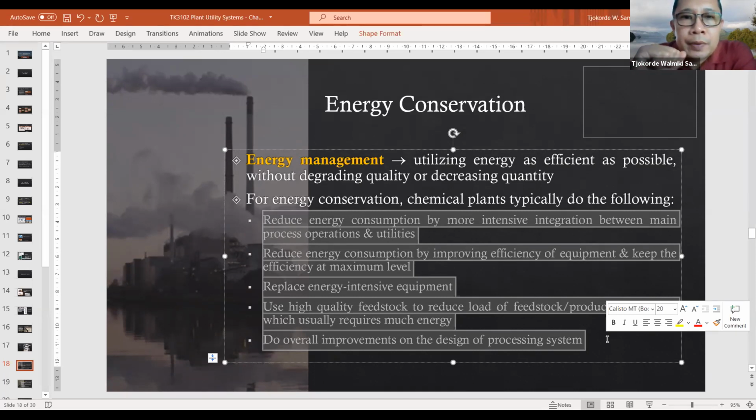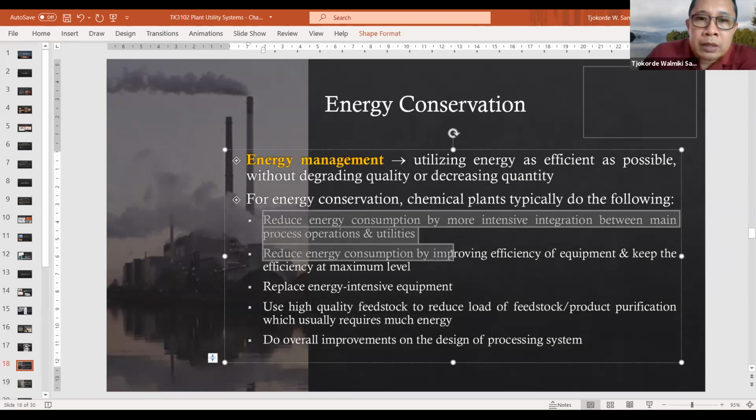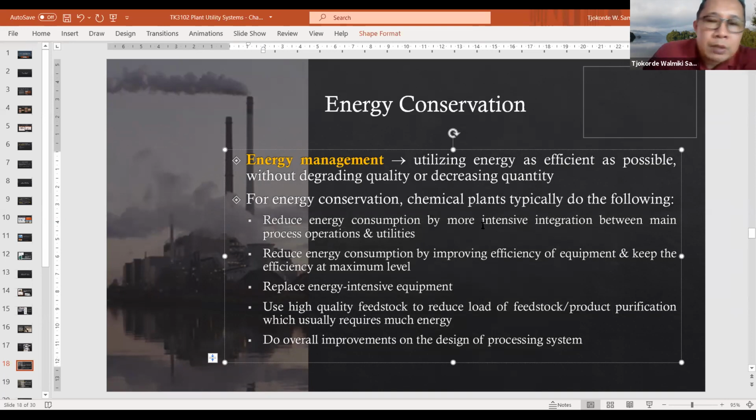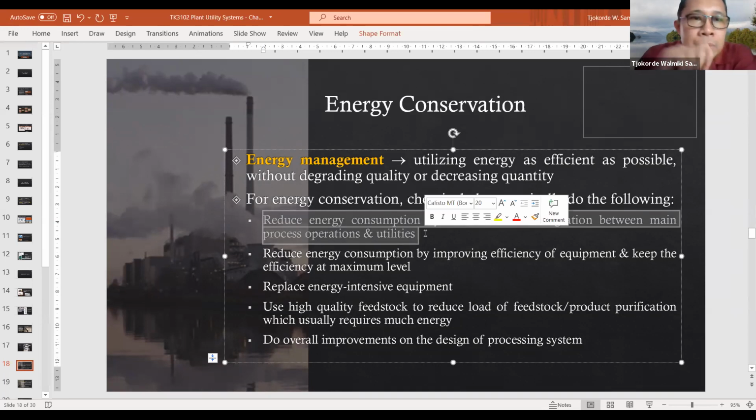All right. So typically, chemical plants can take the following measures to try to reduce energy usage. They can try to reduce energy consumption by more intensive integration between main process operations and utilities. You will learn about this in much greater detail next year in your Rancangan Pabrik, where you do what is called a pinch analysis, like a thermal pinch analysis. Essentially, what you do is try to match the thermal profile, the heat exchange profile of the plant, with the configuration of your heat exchangers.